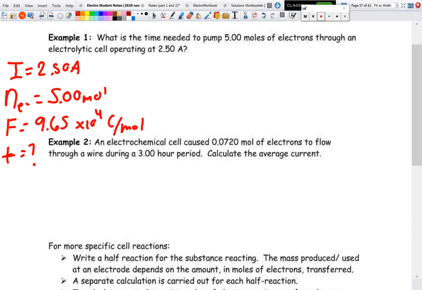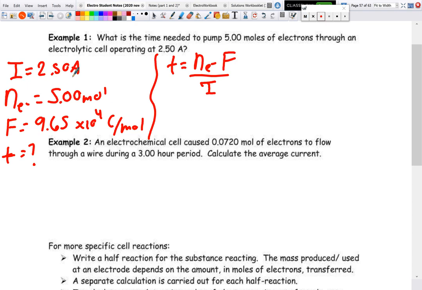All you really need is to remember one equation and manipulate it on your own to solve for any of the variables. But because we already solved for it on the other one, we got time is equal to number of moles of electrons times Faraday's constant all over our current. Now, before I actually plug these in, just make sure that the units all match. We see number of moles of electrons is in moles. Faraday's constant is in coulombs per mole.